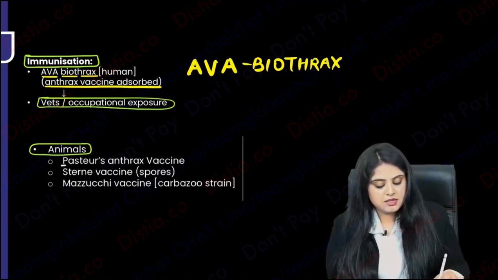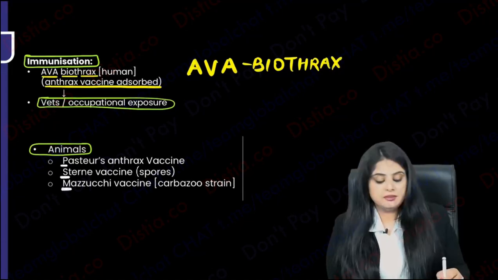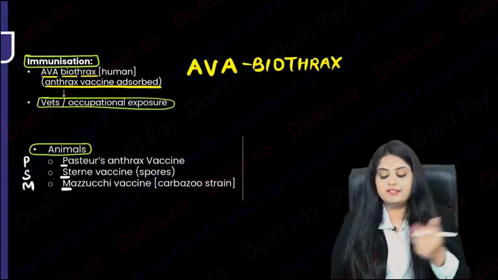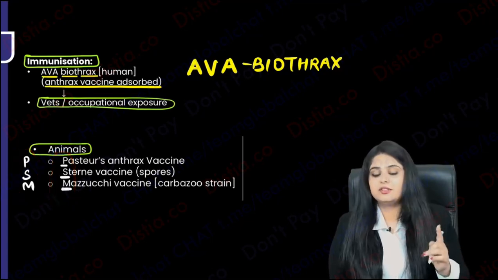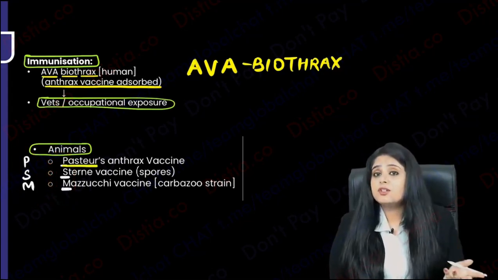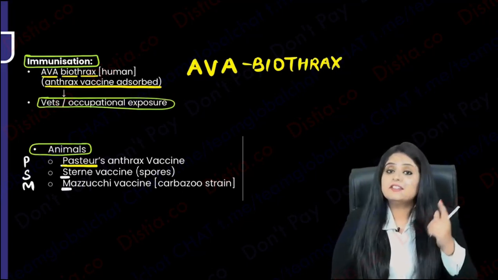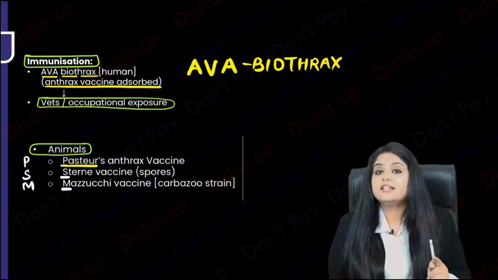PSM means Pasteur's vaccine, Stern's vaccine, and Mazzucchelli's vaccine, because PSM is very much interested in the community, it is community medicine, so for community animals we can give the PSM vaccine: Pasteur's vaccine, Stern vaccine and Mazzucchelli's vaccine. If you remember Louis Pasteur, I've given you the first slide of micro, it gives me nostalgia that we started from there. I've told you that Pasteur gave us the first vaccines, that is the anthrax vaccine.